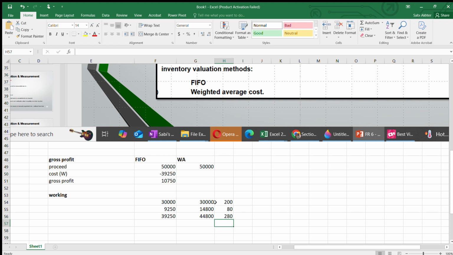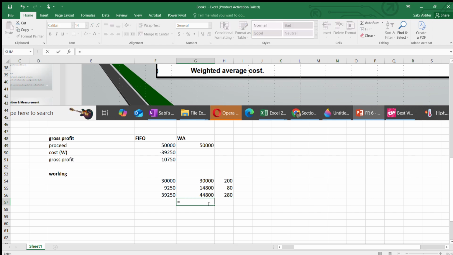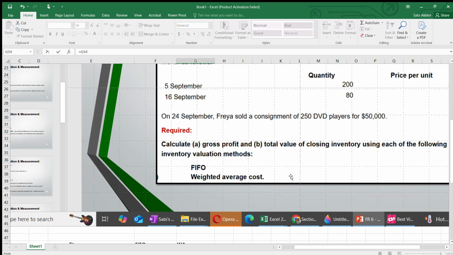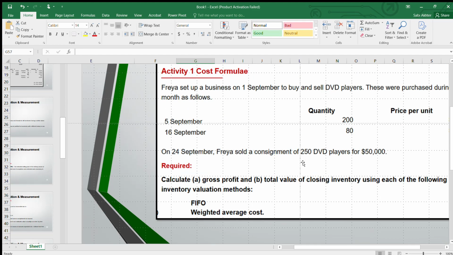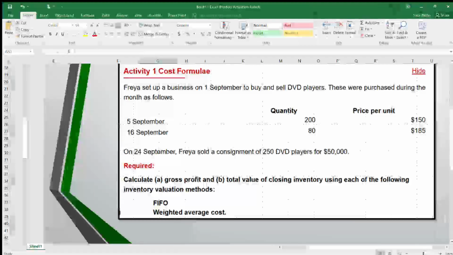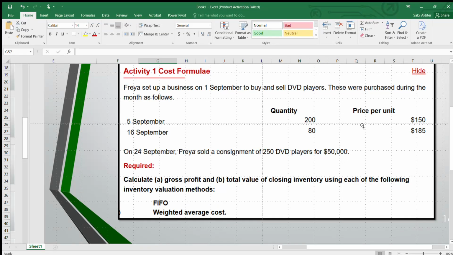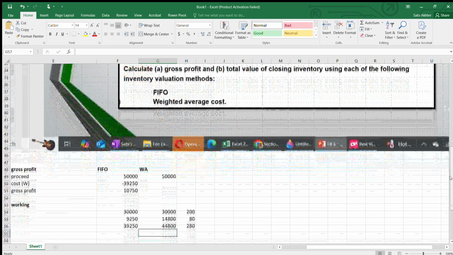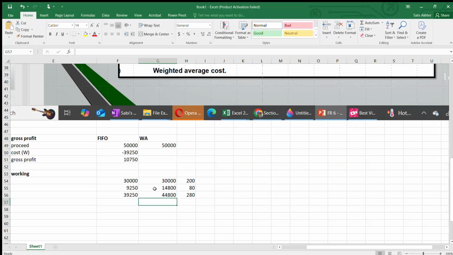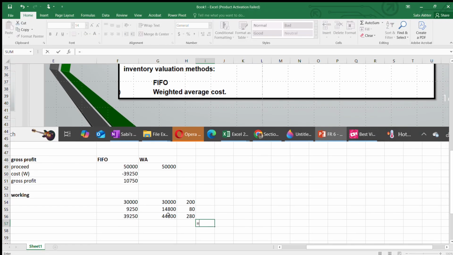So now this is how you find out the price. Weighted average is a little more work to do. First you multiply. You take the quantity and multiply it with the price. That means 200 into 150 plus 80 into 185. But you add the quantity also because you need the price per unit. So to find the price per unit, it is this divided by 280, and that gives 160. So this is the price now I will use. You understand? 160 is the price.